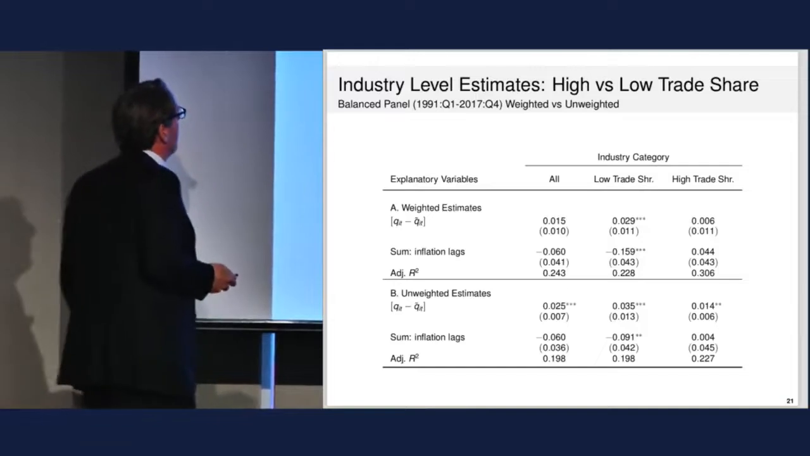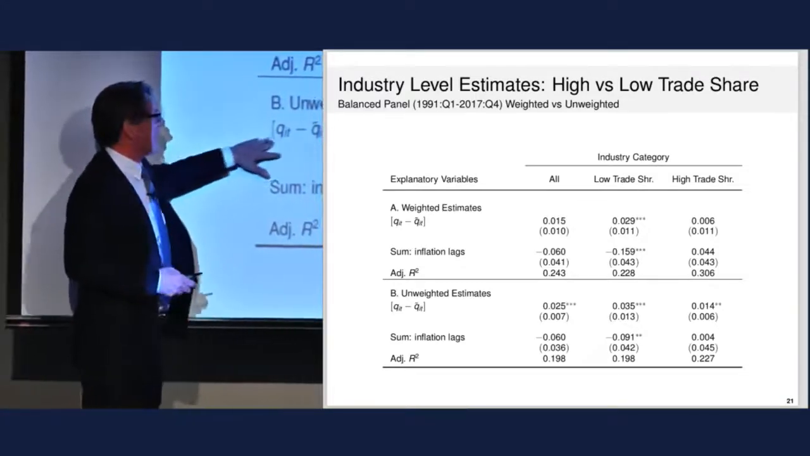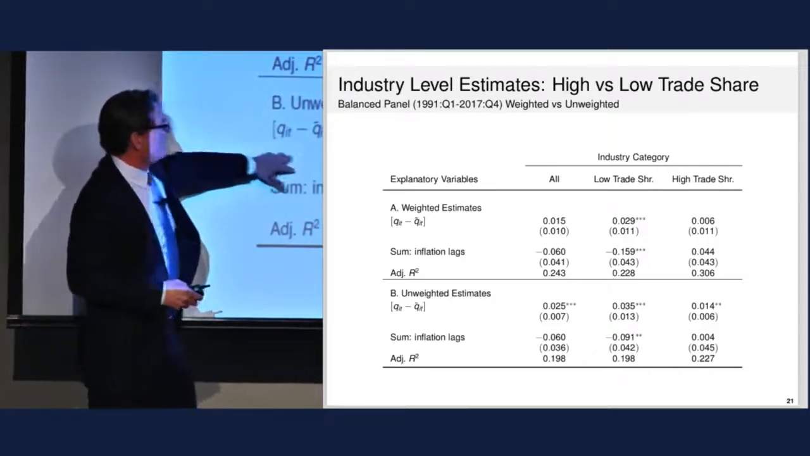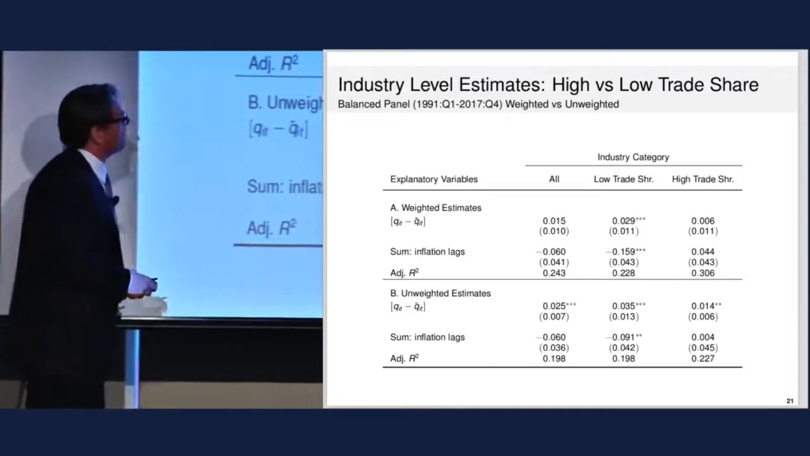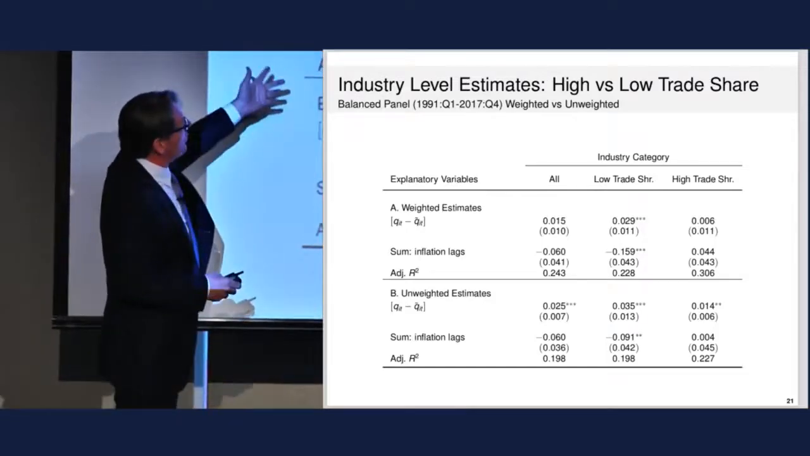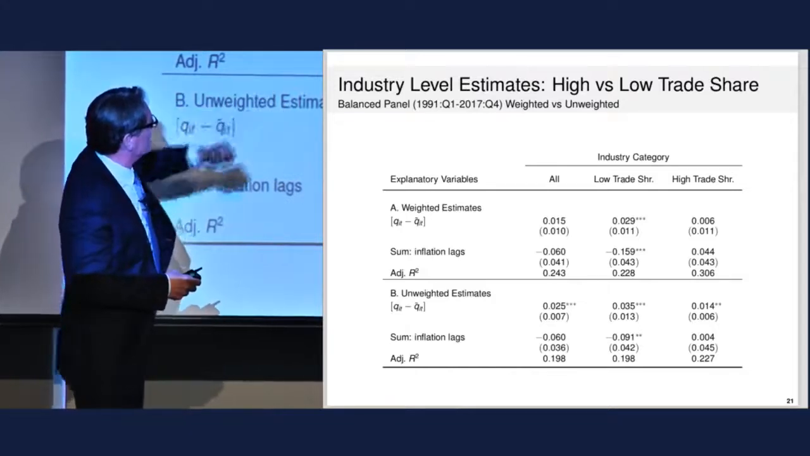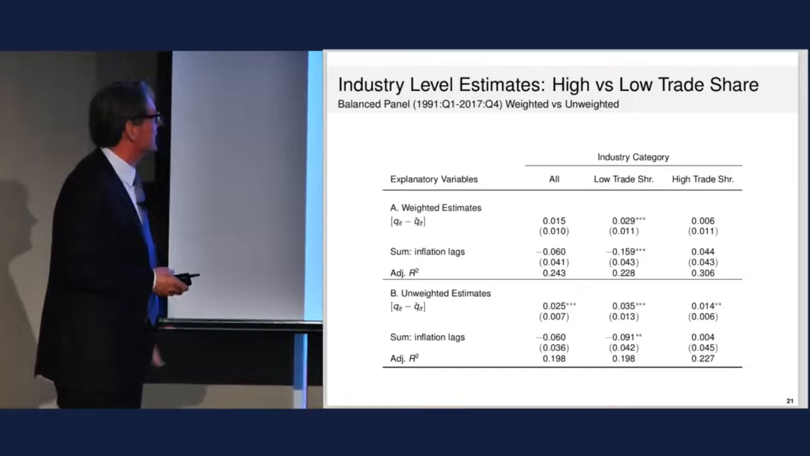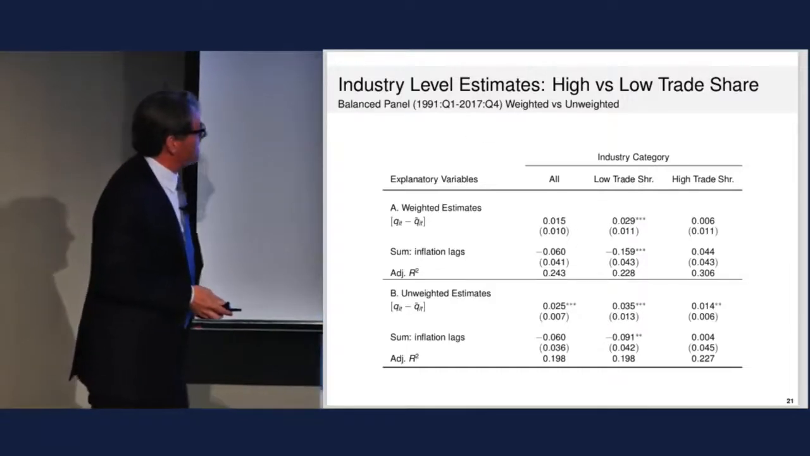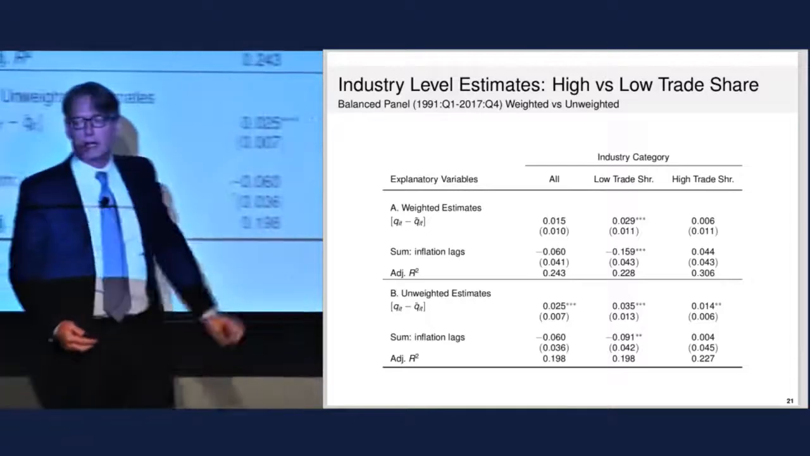So for the unweighted estimates, I'm just going to talk about the output gap coefficients. Unweighted is a coefficient of 0.025 over the sample period, so very similar to what we had before. When you do the weighted estimates, it is substantially lower, and the precision is about the same, so it's becoming statistically insignificant.